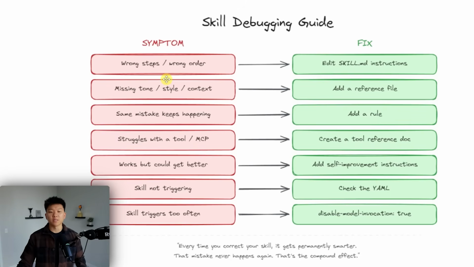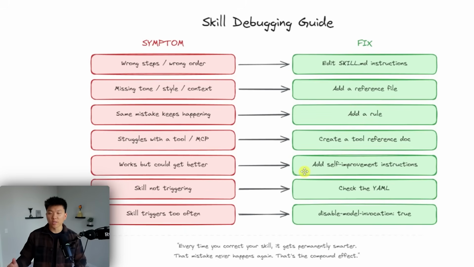The first symptom might be it does the wrong steps or in the wrong order. Well, you would just tell it to edit the skill.md instructions. You could get missing tone, style, or context. In that case, you're going to add reference files. And of course, those have to be pointed to correctly in the skill.md. You could get the same mistake happening over and over, then you're going to add a rule. If it struggles with a tool or an MCP, or it keeps searching for the same things, then create some sort of reference doc for it. If it works good, but it could get better, then that just means you have to brute force it. You have to just run it over and over and over and keep nitpicking at what it does wrong.